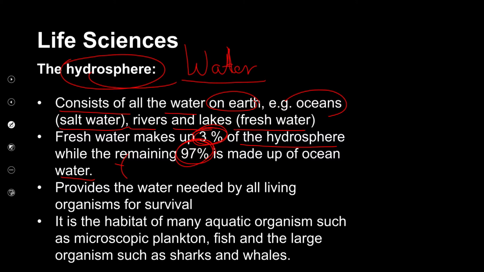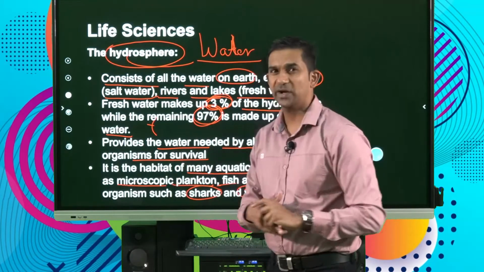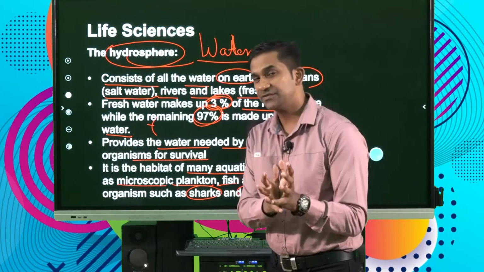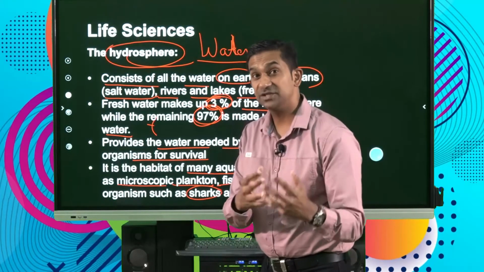It's important to recognize that the hydrosphere provides the water needed by all living organisms to survive. It is the habitat of many aquatic organisms, such as microscopic plankton, fish, and large organisms such as sharks and whales. So of the diversity of life forms that exist on Earth, a large percentage is based in aquatic habitats. So the hydrosphere forms an important part of the diversity of life on Earth.